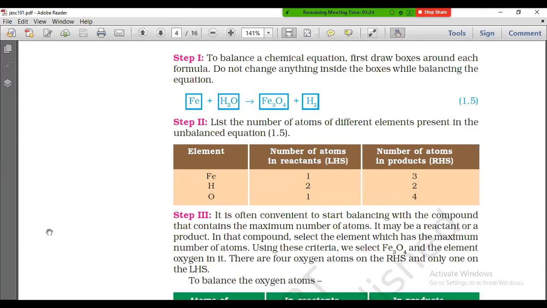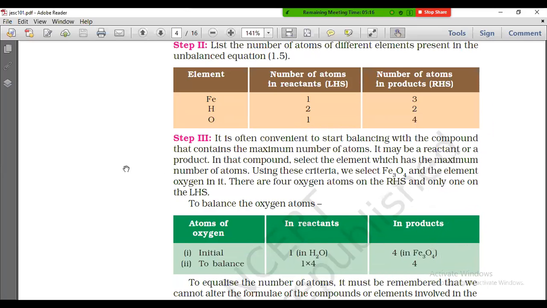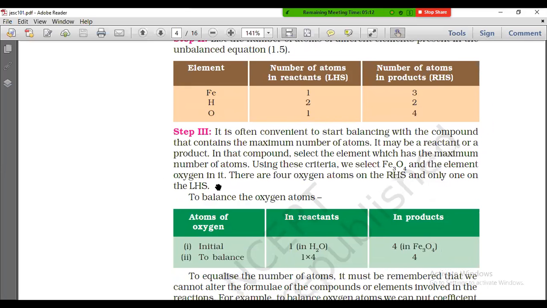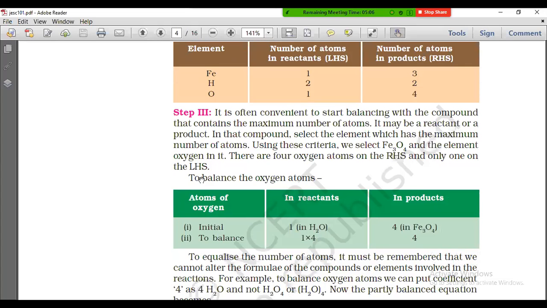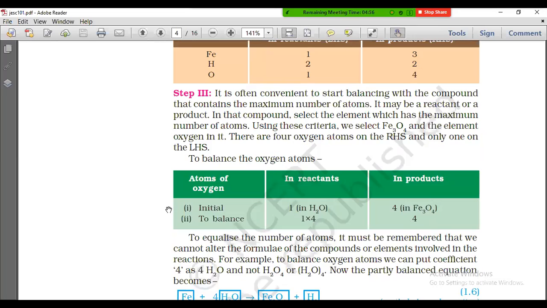Now somebody was talking about not starting with oxygen, so we have to be very careful here. Select the element which has the maximum number of atoms. Using this criteria, we select Fe3O4 because that is the one with the maximum number of atoms. How many oxygens are there? 4. How many irons? 3. To balance the oxygen atoms, first you have to calculate on both sides.